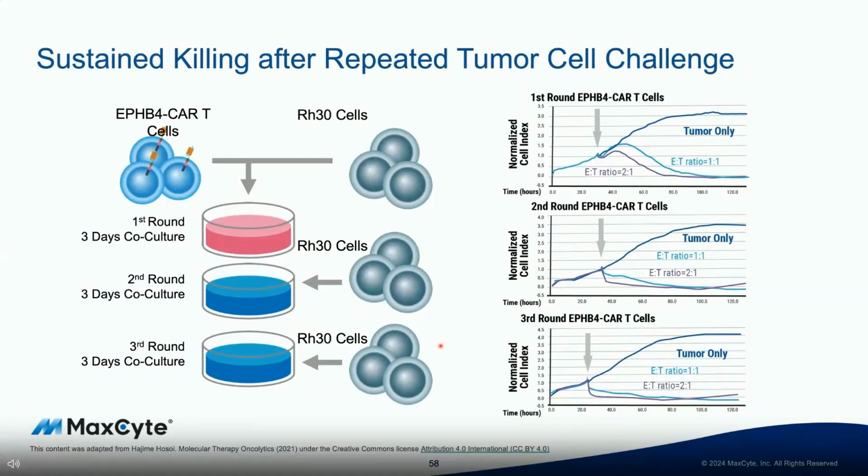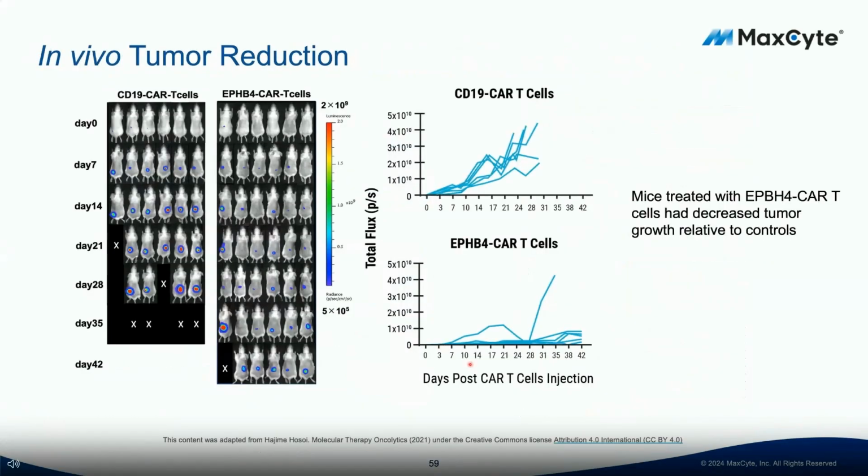In terms of testing the CAR T cells in vivo, this is a non-specific anti-CD19 CAR T cells and a specific EPHB4 CAR T cells targeting tumor cells which express luciferase. So the non-specific CAR T cells resulted in the tumor expanding, indicated by the increasing luciferase expression. And then with the specific CAR T cells, it did suppress luciferase expression in the mice.